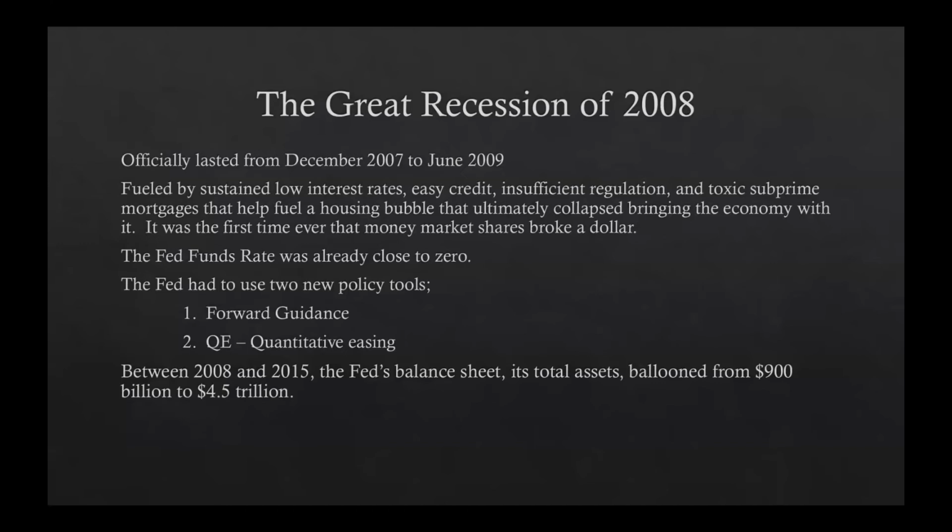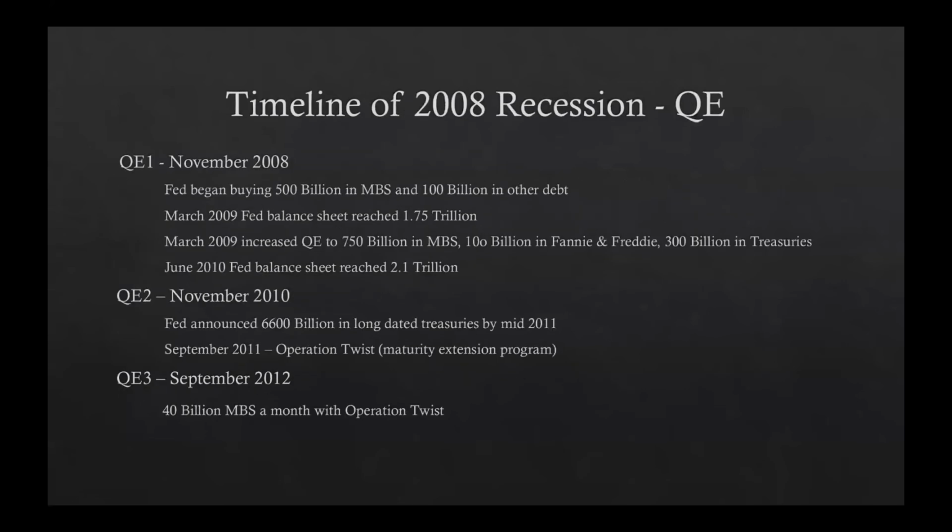And for the first time ever, the money market, and most people treat money markets as cash, right? The money market is always priced at $1. Well, the shares broke the buck. Okay, and that had never happened before, and it put a panic through pretty much the entire financial system. So they had to come up with an unconventional way. So between 2008 and 2015, the Fed's balance sheet, which is the total assets that the Fed owns, ballooned from 900 billion to $4.5 trillion. Pretty impressive, but it was unique times. It's what they had to do.